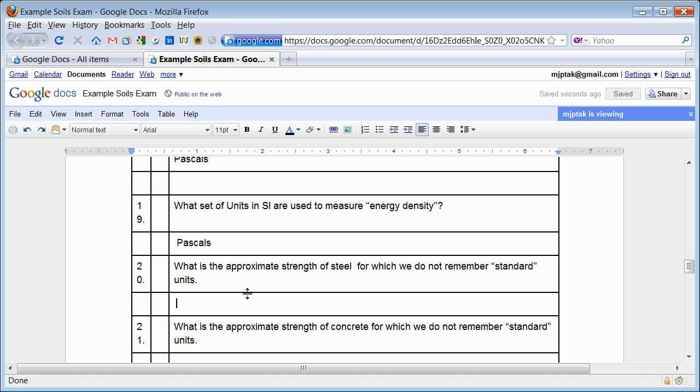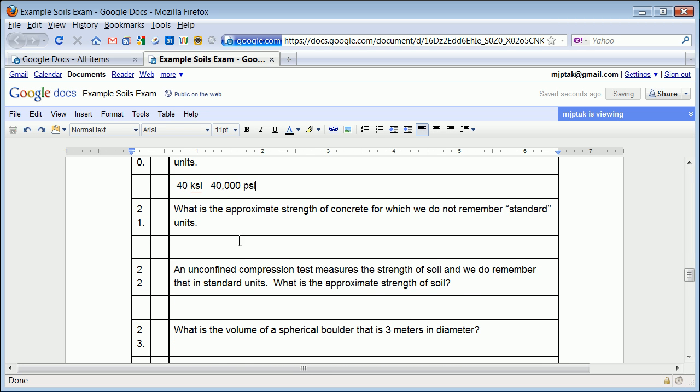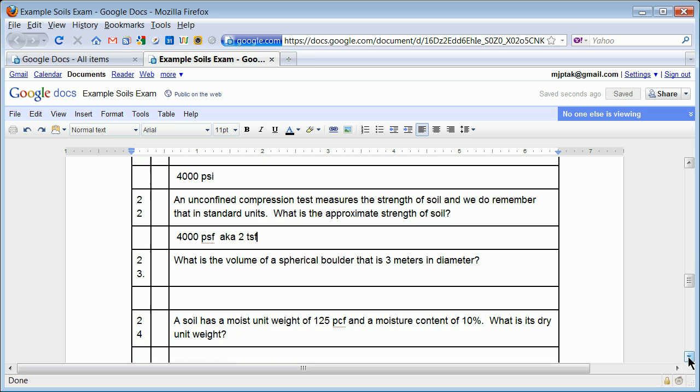Approximate units of strength of steel in the English system, we've talked about 40 kips per square inch, which is the same as 40,000 pounds per square inch, which is the same as 40,000 times 144 pounds per square foot. Strength of concrete, we talked a lot about 4,000 psi. You're supposed to know 40,000 psi, 4,000 psi, and 4,000 psf. That's the next answer, 4,000 psf. These are normal ranges, aka 2 tons per square foot is what the standard uniform building code is built on. A lot of soils are stronger than that. There are soils that are weaker.